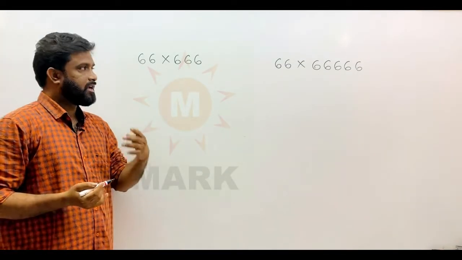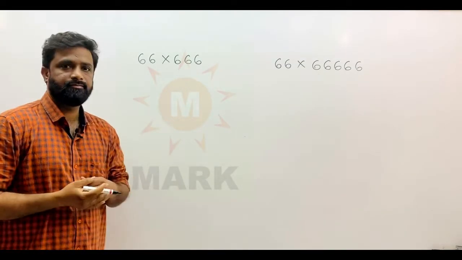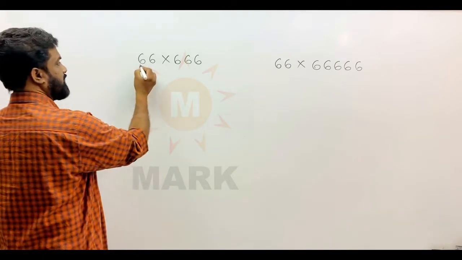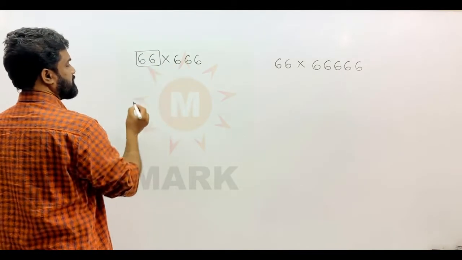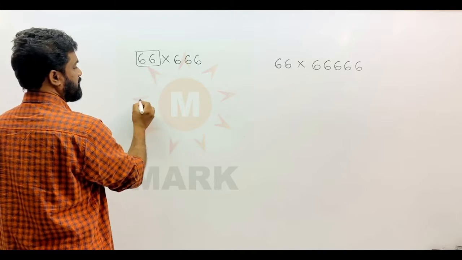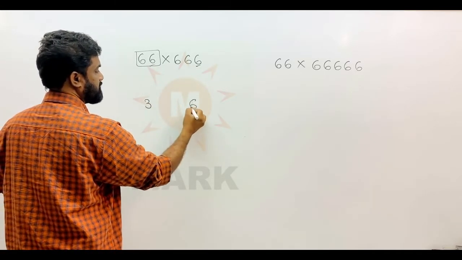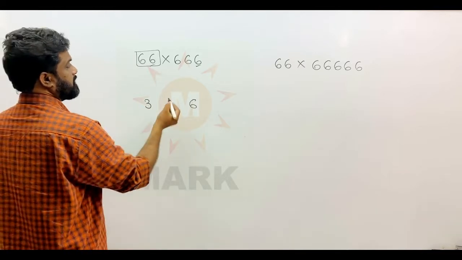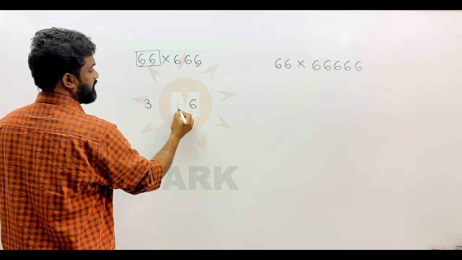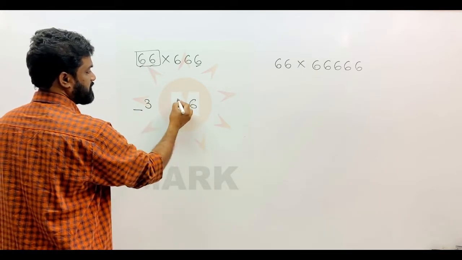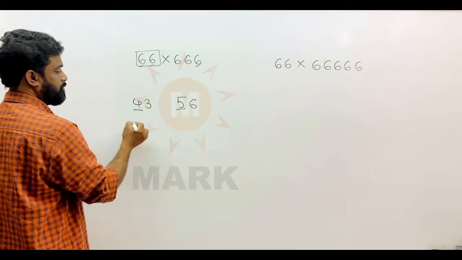So friends, now I have taken the case of all 6s. First I will take the minimum criteria. There are 2 6s here, so I will take it for 2 6s. First I am multiplying the units place numbers, 6 and 6. Then as the minimum criteria is satisfied, I am taking 1 digit here. Here 1 digit less I have to write, here 1 digit more I have to write.